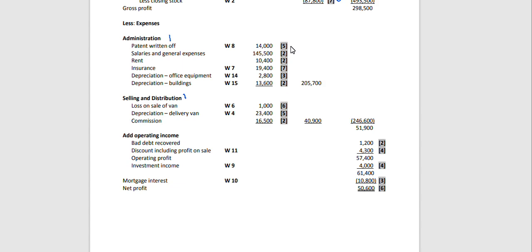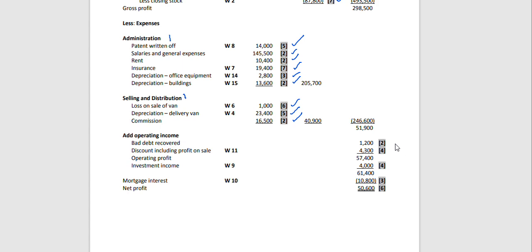We have patent written off, we did that. Salaries and general expenses, I believe that hasn't changed, has it? No, that hasn't changed. Rent hasn't changed. Insurance, we had a note, the suspense note. Depreciation of office equipment and depreciation of buildings, we had notes. Loss on sale of van, we had a note. Depreciation of delivery van, we had a note. Commission did not change from the trial balance.